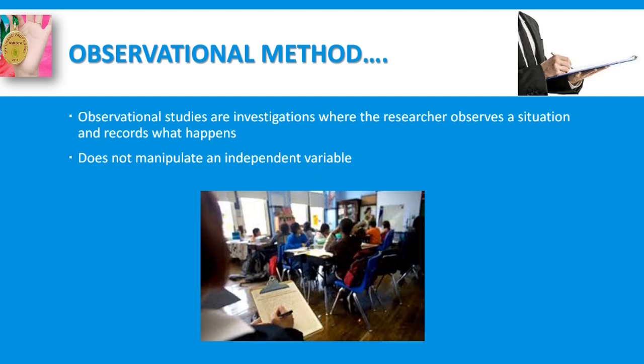Observational studies are investigations where the researchers observe a situation and record what happens, but do not manipulate the independent variable. If you have watched the video on the goals of psychology, the description is discussed in great detail, and I have given the link of that video in the description. You can check that video, then your concept will be more clear.